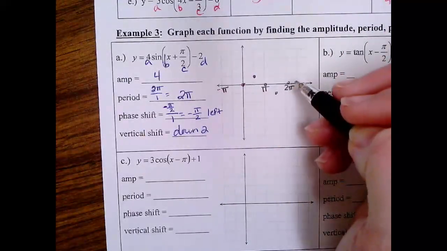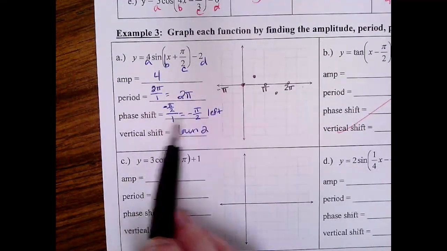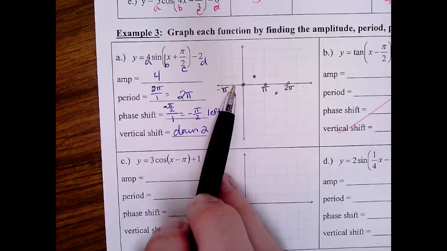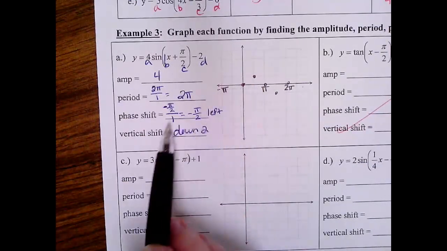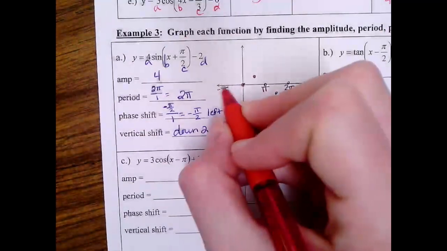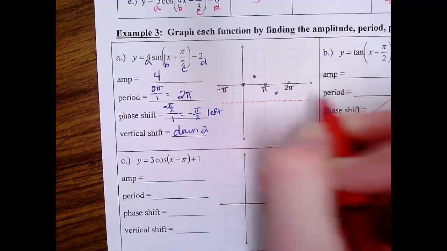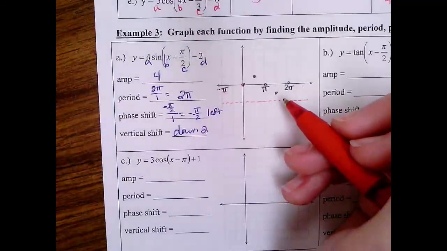This is the original. Now, I have to stretch it to 4 amplitude. I have to phase shift half left. So everything's going to move 1 space left. And then I have to vertical shift down 2. So for the vertical shift, you can picture that the 0 line is kind of coming down 2. So if you want to dash that in, that's our new x-axis essentially.